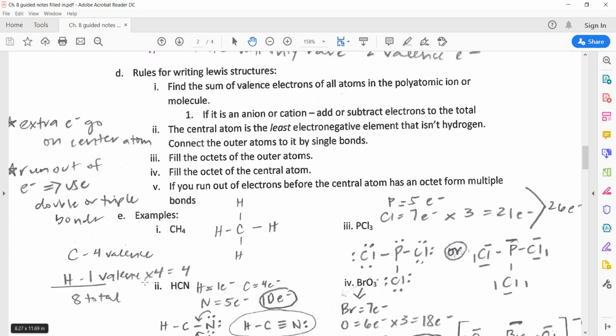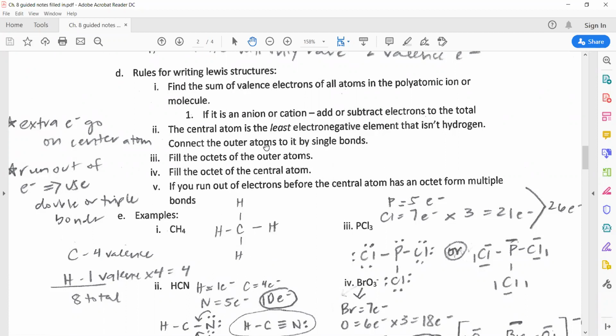So once I find the total, I don't care who brought which ones to the table. I'm just going to try to make everybody happy with those 8. So what it tells you to do is put the least electronegative element in the middle that isn't hydrogen. Hydrogen can never be in the middle because what did we say? Hydrogen only wants 1 bond. So automatically carbon has to go in the center here. And then you surround that center atom with all the rest, which is 4 hydrogens in this case.